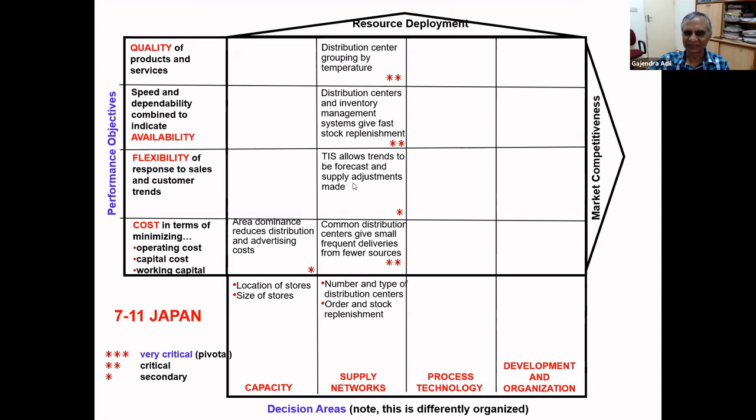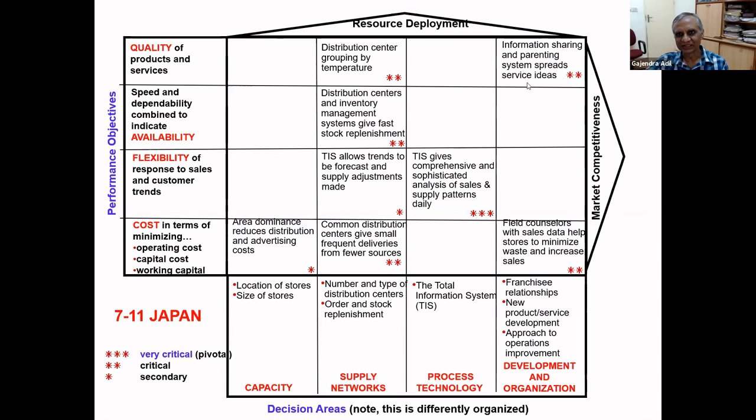TIS allows trend predictions, so flexibility can be improved if you follow the trend and make adjustments in supply. It's not only the trend, but you have to make the adjustment. Availability, again: when you get the data and something is missing, you quickly replenish stock. So that's where you can do it. Grouping by temperature is helping in quality. Okay. TIS information is used to improve flexibility, but this alone is not enough. It's important.